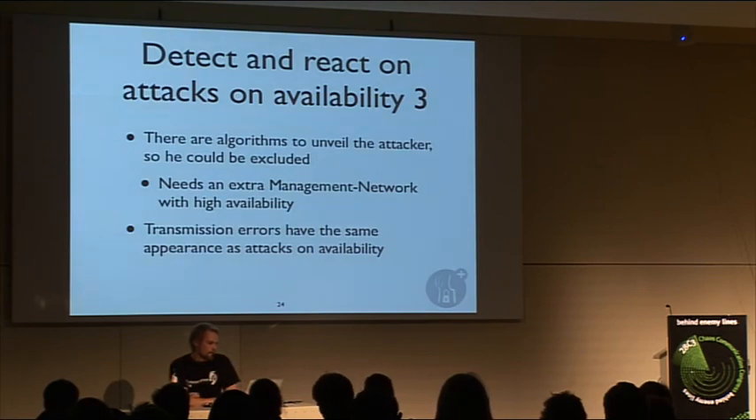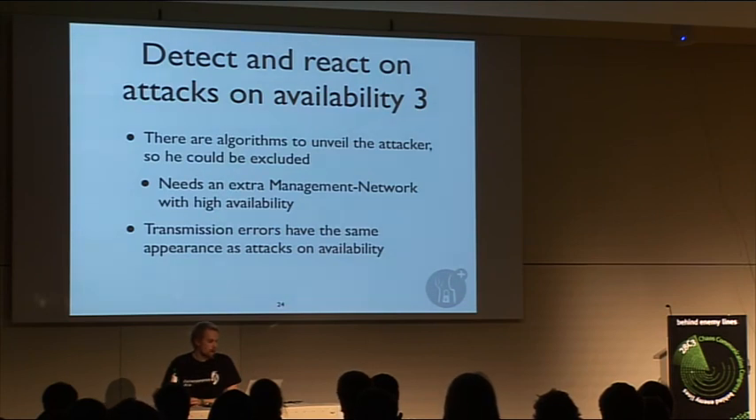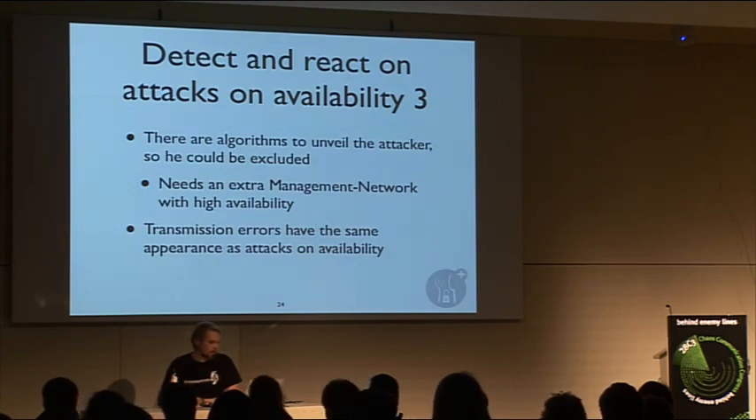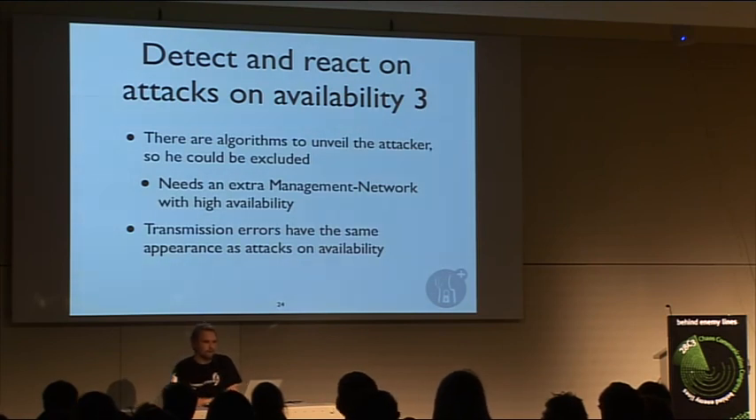There are in theory already algorithms to unveil the attacker step by step and to exclude him, but therefore you need an extra network in parallel with the feature to be highly available. The other bad thing is that transmission errors have the same appearance as attacks on availability. But there the countermeasure is just to sign the messages, so you can detect whether somebody transmitted junk on purpose or whether it was just a transmission error.